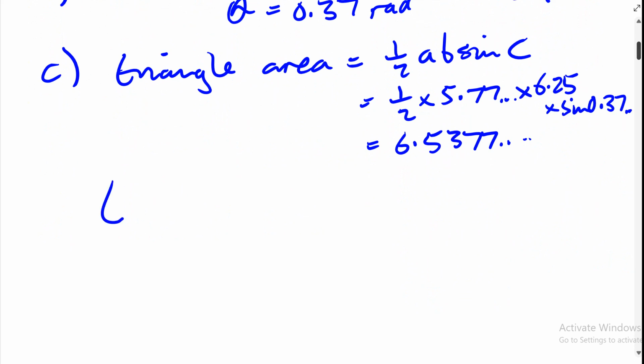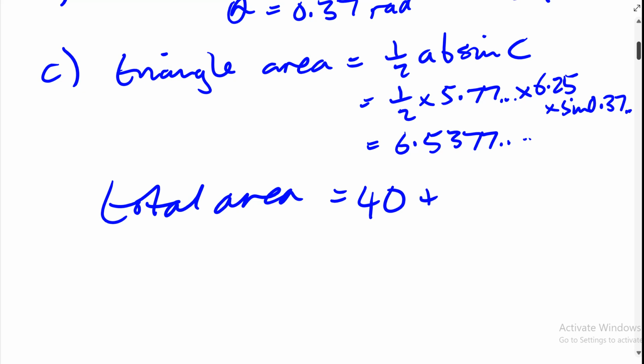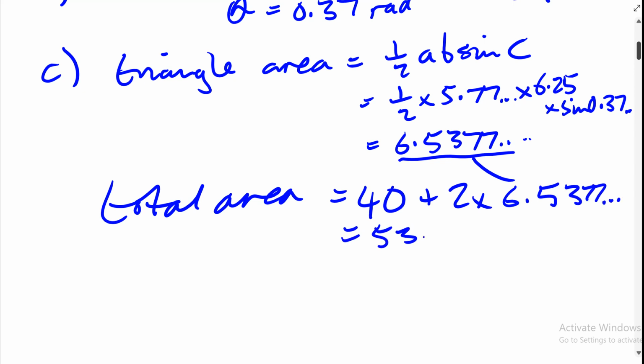And so our total area is going to be 40, which is the area of the sector, plus 2 of these. We need 2 of those because we've got 2 triangles, and so that should give 53.075. And what does it say? 1 decimal place. So 53.1 meters squared.